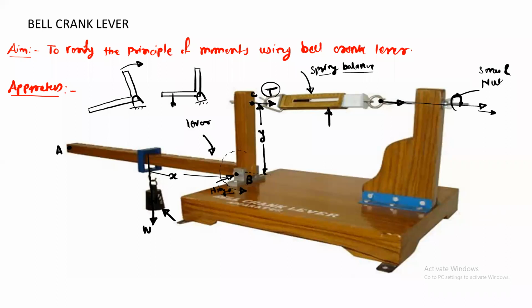And then we can apply the principle of moments. So this is tension T, this is W, this is X, and this is Y. In this condition, this tension T is created because of the spring tension, that is, the spring in this spring balance, and this tension is created by rotating this nut. So this is your physical experiment.